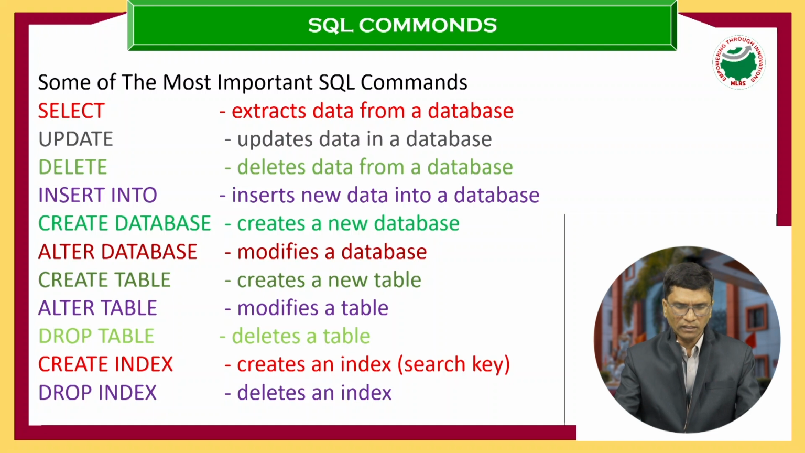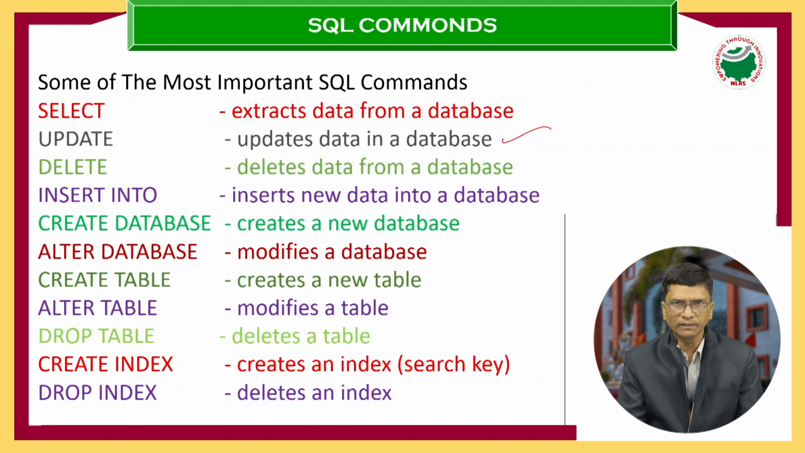Those commands are, first, select. That means selecting a particular thing from a table, which may be a row or a column. We use the select operation. It has some commands, which we will discuss in later slides. Next, update, which is used to update the data in a database. This is used for updation purposes.